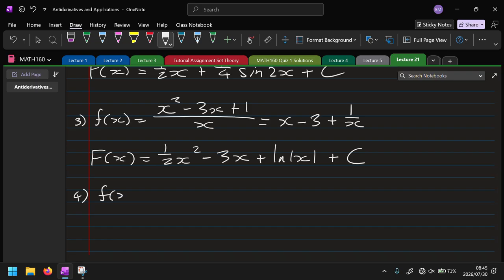We have f of x is equal to 1 plus x minus x squared all over root x. Again, similar to number 3. It's a quotient. There is no quotient rule, so we're going to have to split this up like we did before. The first one will be 1 over root x, but again, that's still not in our table, so we're going to convert that to a power. Since the root is at the bottom, it will be x to the minus half.